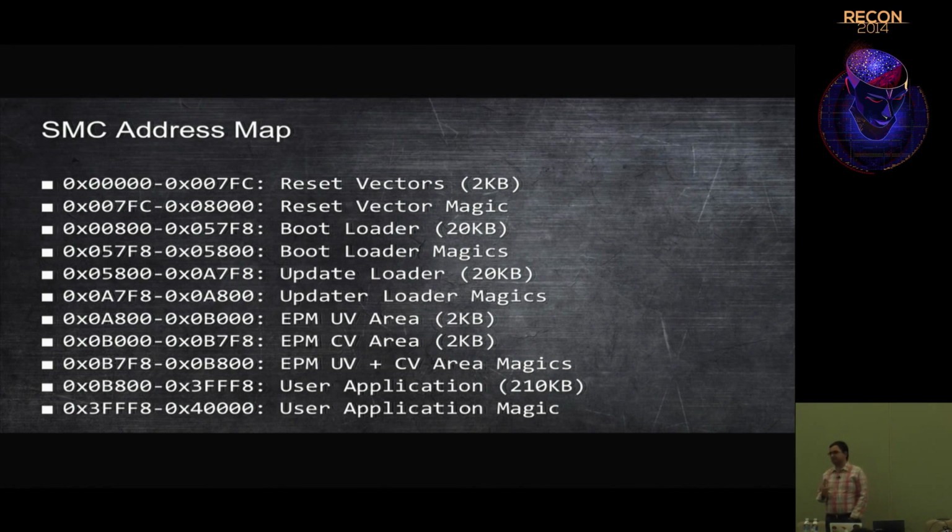And I'm still trying to find out exactly what these things are, but they seem to be related to essentially managing voltage on the processor on the motherboard. So they seem to be what actually controls the power guidelines on the processor. And then you've got your application region, which is where the actual SMC code lives, which is 210 kilobytes. So add that up together, 210 plus 2 plus 2 plus 20 plus 20 plus 2 gives you 256 kilobytes. And it also has its own magic. We'll get back to what exactly these magics are.